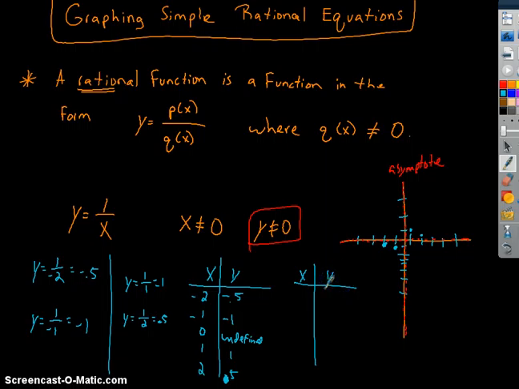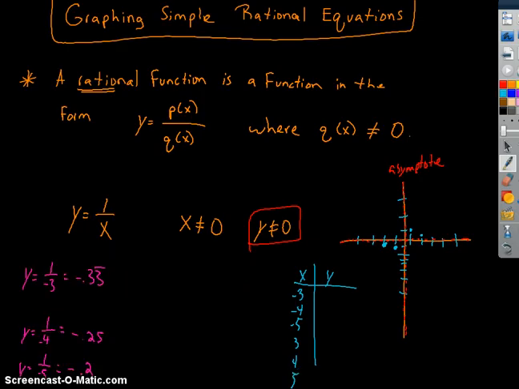Let's use -3, -4, -5, and for that matter, +3, +4, +5. So at -3, my output is -0.33 repeating. At -4, my output is -0.25. At -5, my output is -0.2.